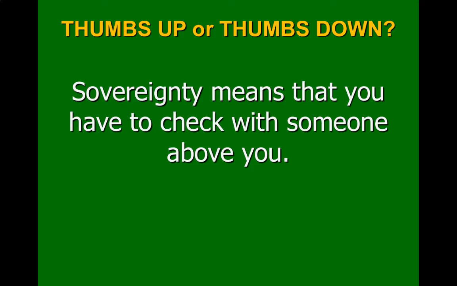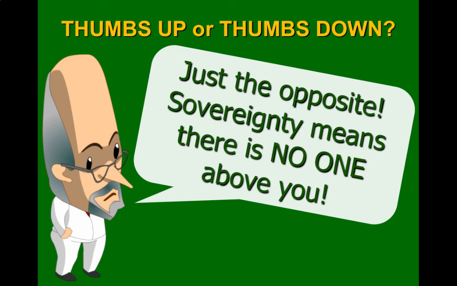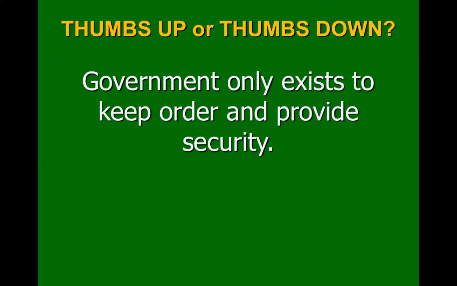Sovereignty means that you have to check with someone else above you. We know that that is false. It's just the opposite. Sovereignty means there is no one above you. United States is sovereign. Indiana is not. Indiana is not a state. The United States is a state.